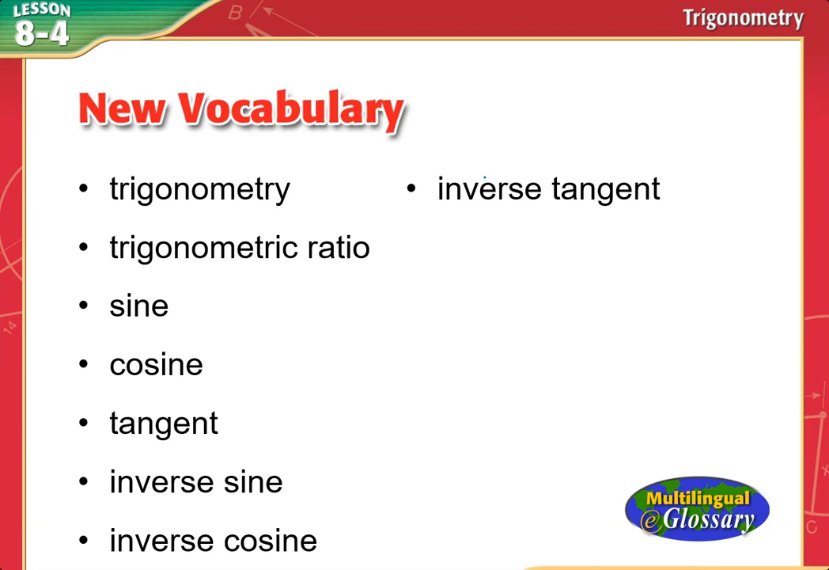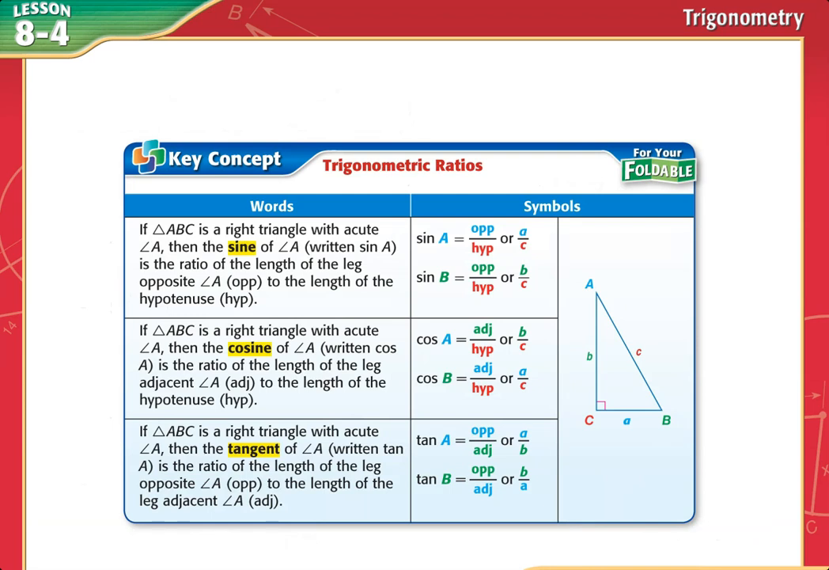All right, so let's look at the trigonometric ratios of right triangles. If triangle ABC is a right triangle with an acute angle A, then the sine of angle A, written as sin A, you notice it's not with the E on the end, just SIN.